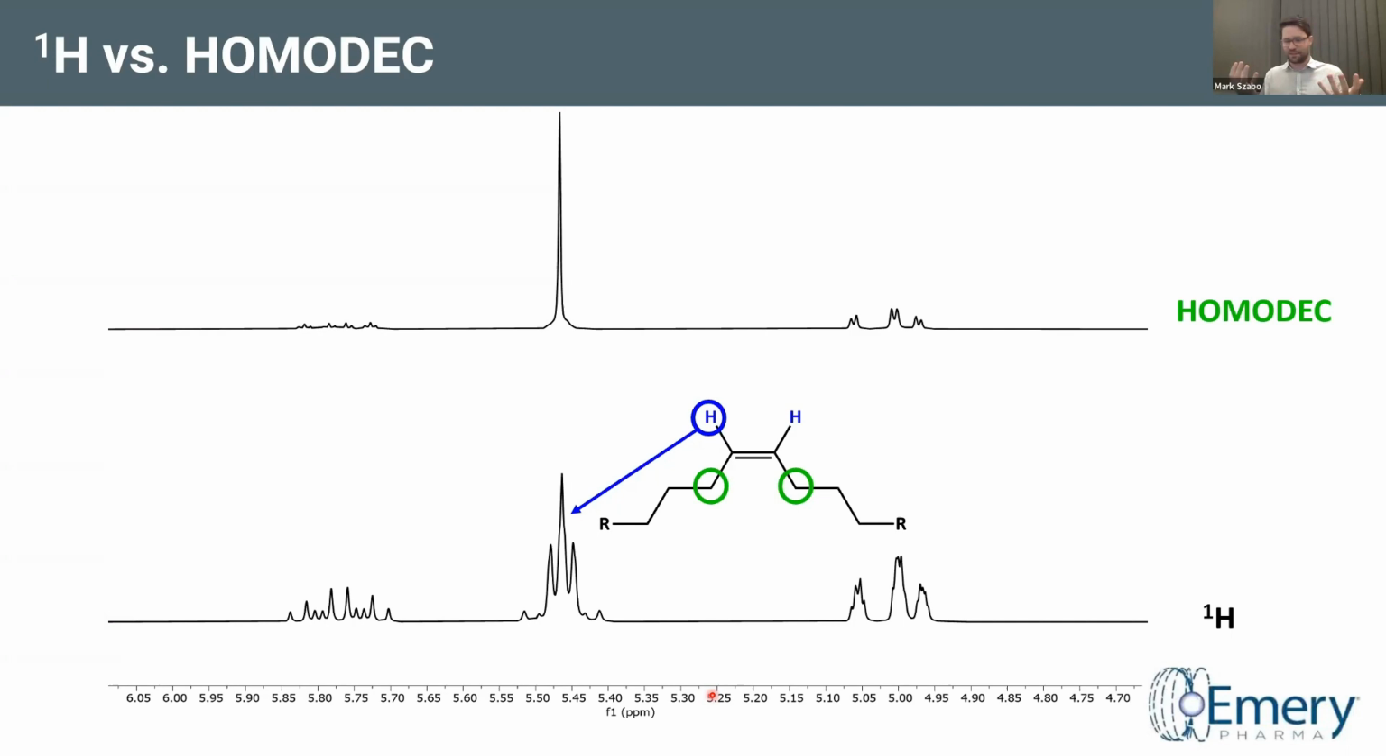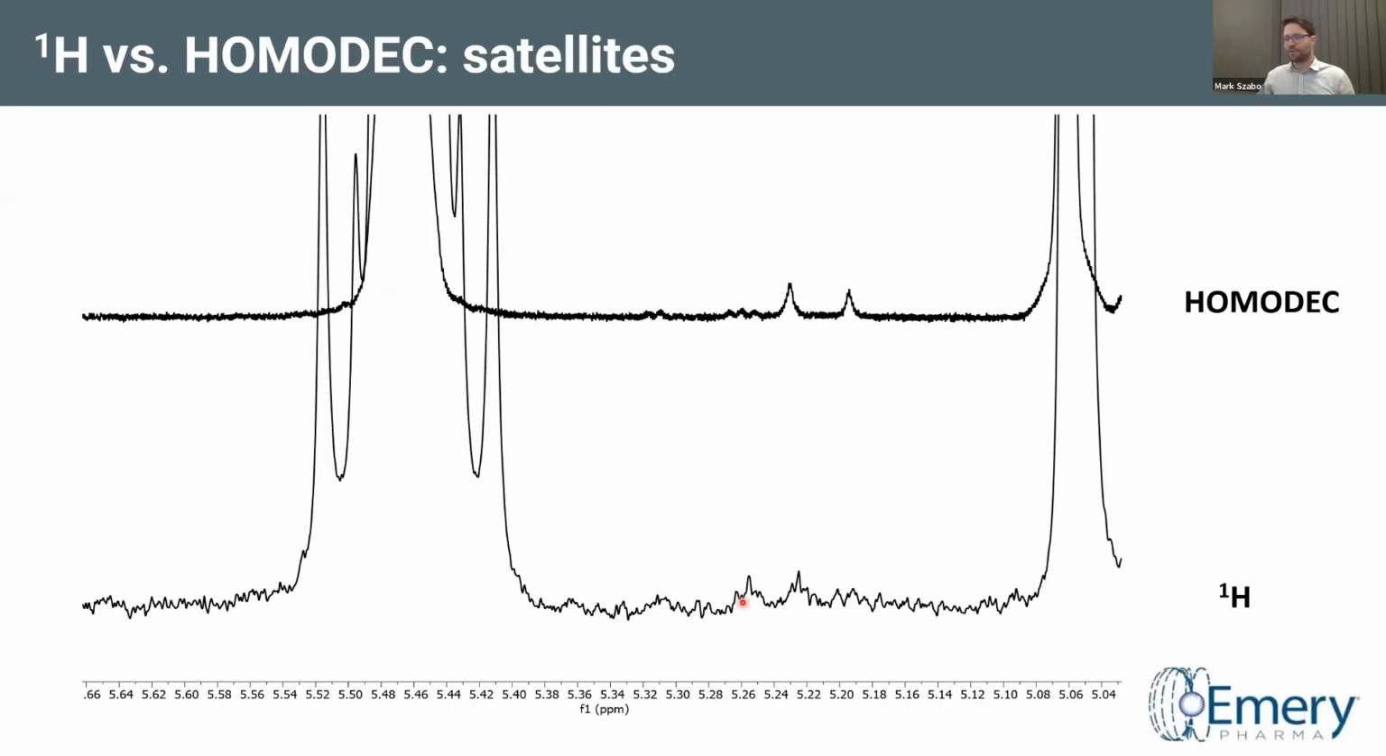Why is this interesting? Because if I zoom in to the satellites, which can be found here, you can see that in the proton spectrum there is basically noise. You are not able to read any kind of information. But in the homodecoupled spectrum, you can see a very nice splitting, which is 10.6 Hertz, which means that in our sample there was the isomer which had the configuration of Z.